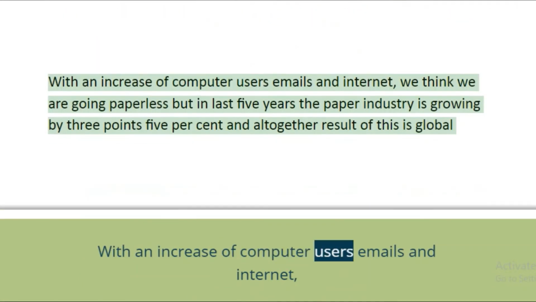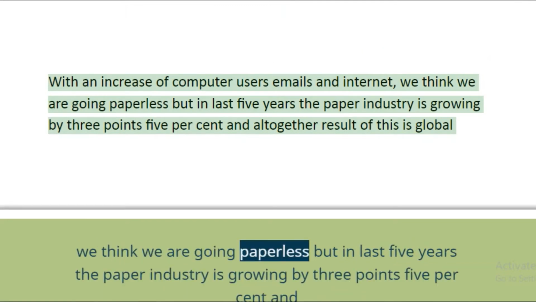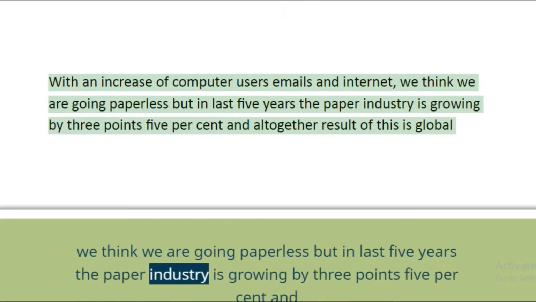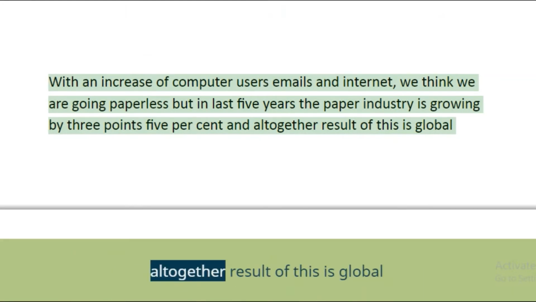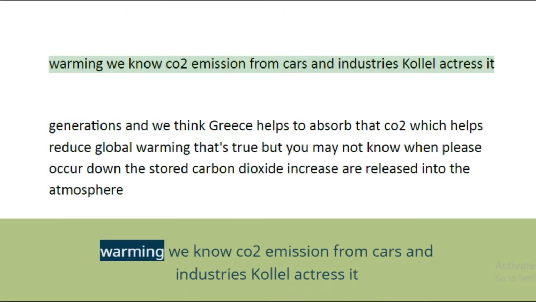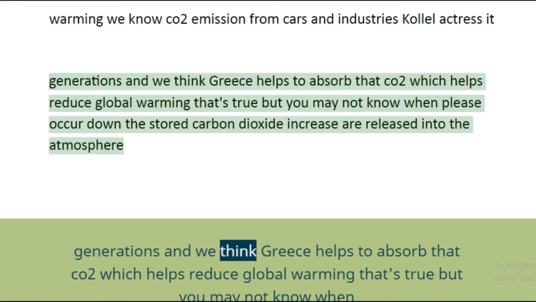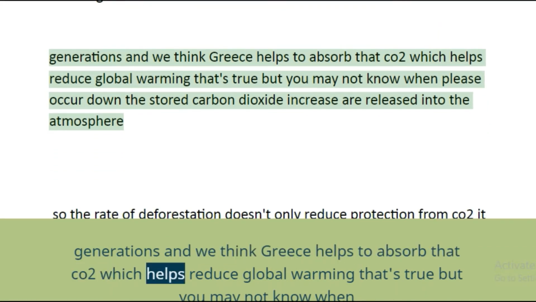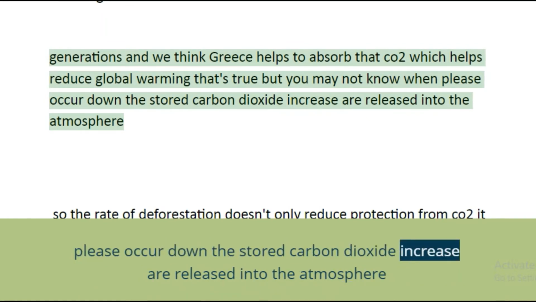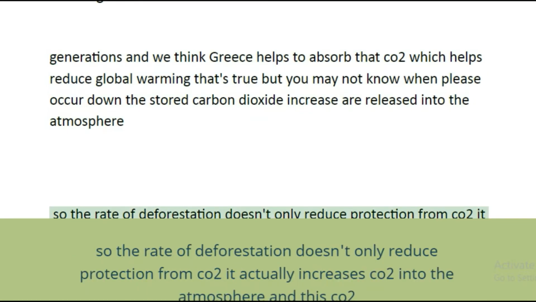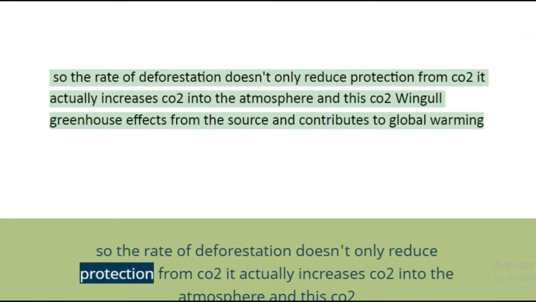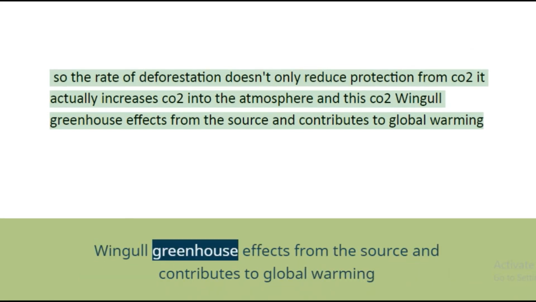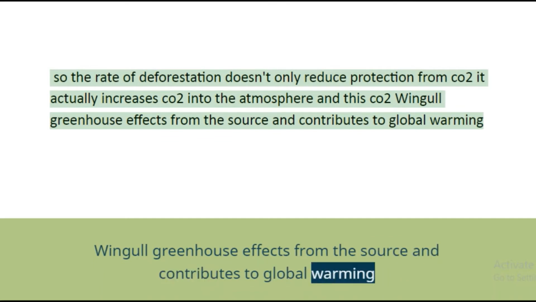With an increase of computer users, emails and internet, we think we are going paperless, but in the last 5 years the paper industry has been growing by 3.5%, and altogether the result of this is global warming. We know CO2 emission comes from cars, industries and electricity generation, and we think trees help to absorb that CO2, which helps reduce global warming. That's true, but you may not know that when trees are cut down, the stored carbon dioxide is released into the atmosphere. So deforestation doesn't only reduce protection from CO2, it actually increases CO2 in the atmosphere, and this CO2 increases the greenhouse effect and contributes to global warming.